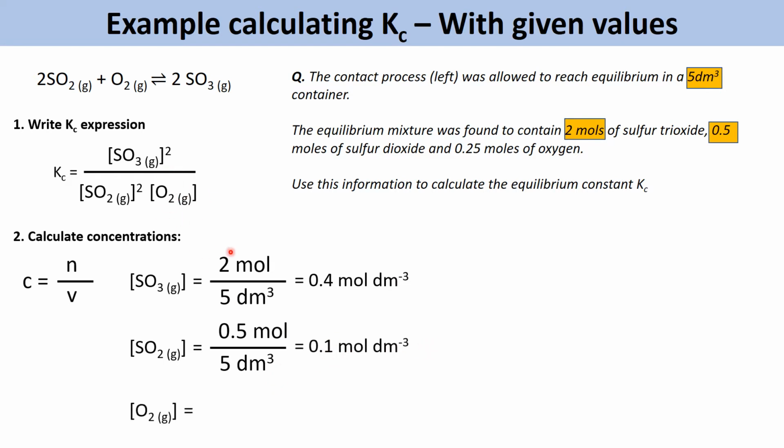Let's finish off with the oxygen here. So oxygen, let's have a look here. I can see I've got 0.25 moles of that oxygen and a container volume again of 5. So we're going to divide 0.25 by the 5 and we are going to get 0.05 moles per decimeter cubed.